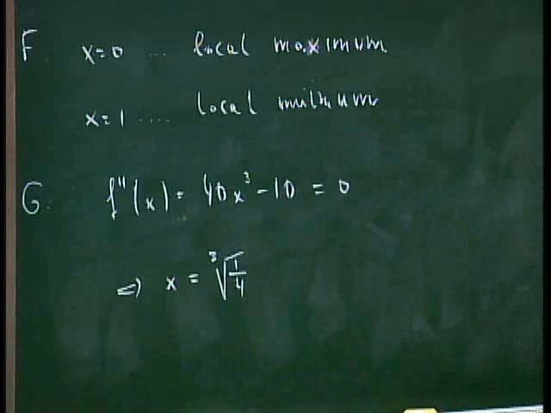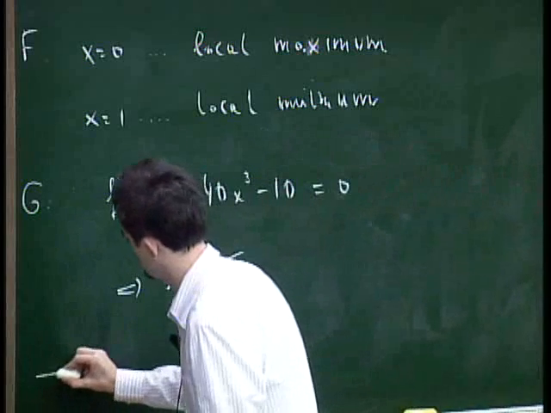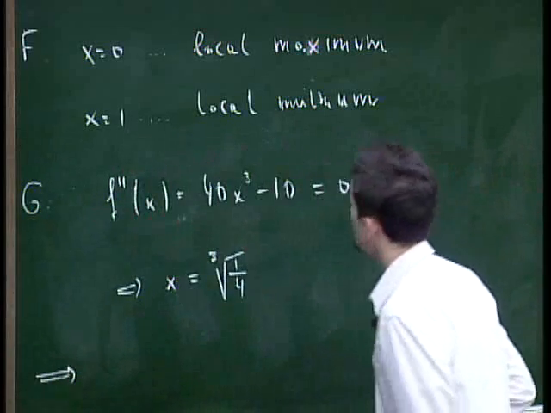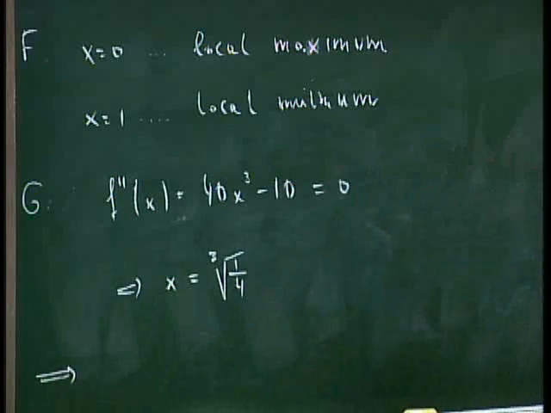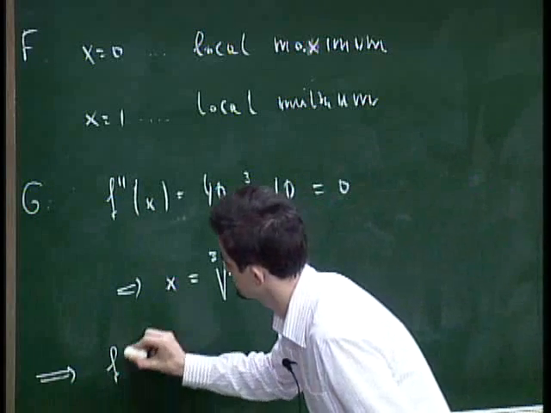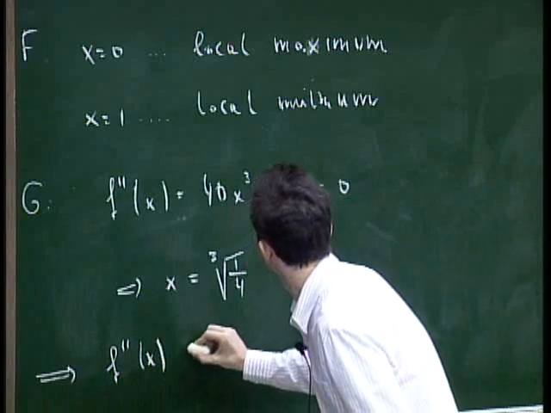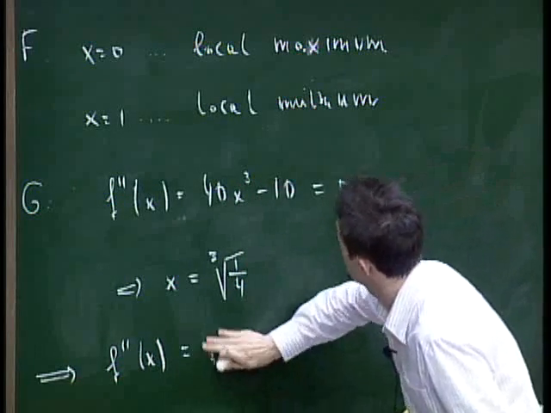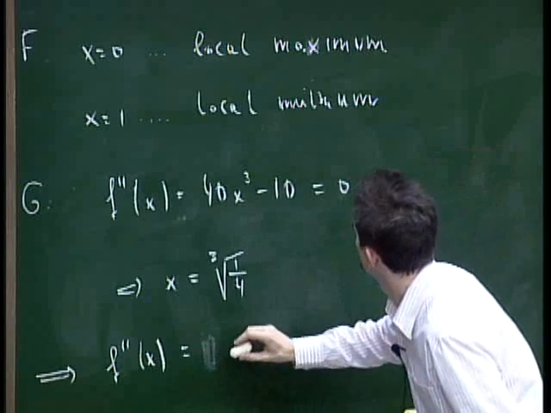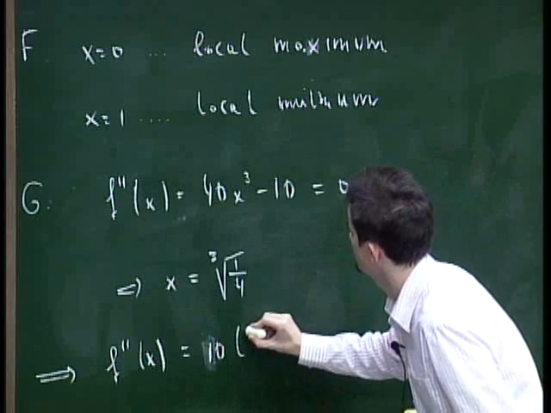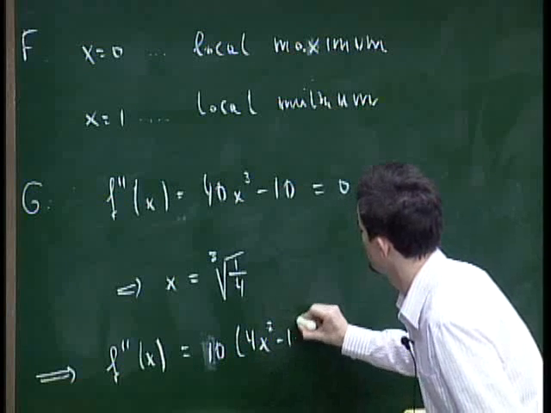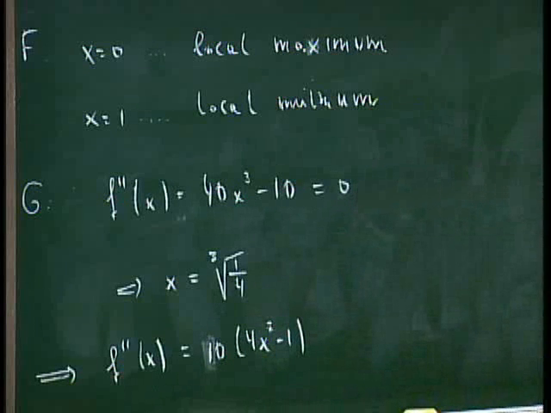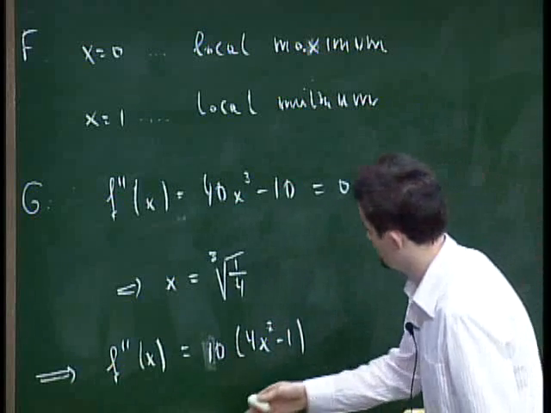Okay, we also see that if we want to discuss the sign of the second derivative, we can write this as 10, then we have 4x to the cube minus 1. So this is essentially what we have.